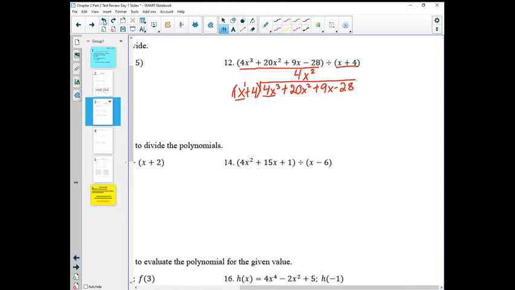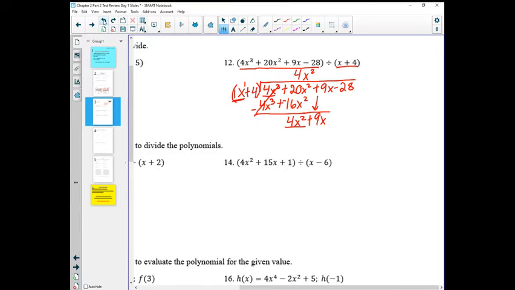Now we're going to multiply. 4x squared times x is 4x cubed. 4x squared times 4 is 16x squared. Now we're going to subtract both values by flipping their signs. 4x cubed minus 4x cubed goes away because it's 0. 20x squared minus 16x squared is 4x squared. Bring down the 9x and repeat the process.